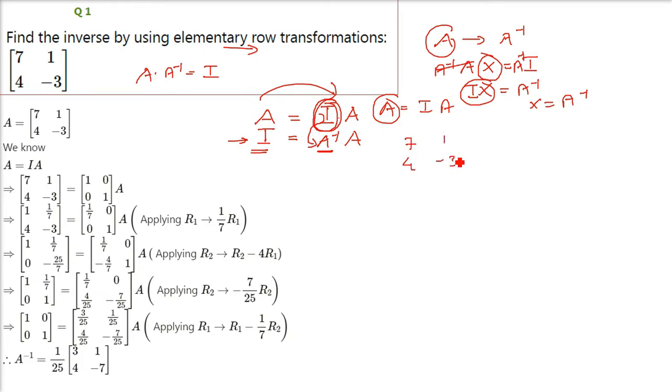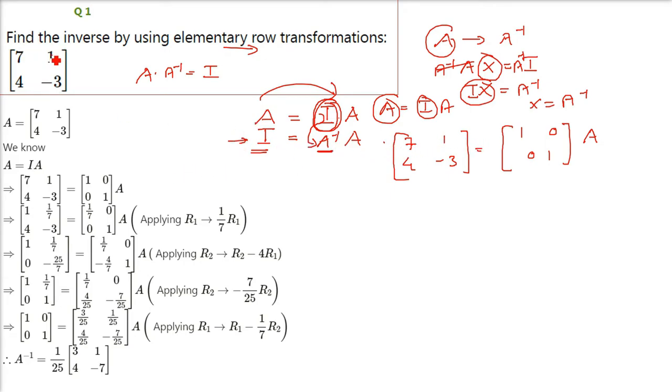So I'm writing this A matrix. It's 7, 1, 4, minus 3. I'm writing the identity matrix here. So 1, 0, 0, 1. This matrix will be the inverse matrix after we complete all the row transformations. And on the right hand side we write A, that is the multiplication with A. So whatever changes we do on the left hand side, the same row transformation will be carried out on the right hand side, left and right, both ways.